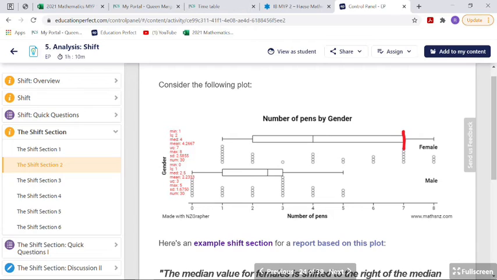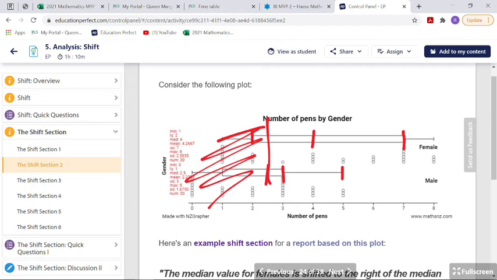Is this beyond this? Yep. Is this beyond this? Yes. Is this beyond this? No. So, ignore that. That means that we have a shift. It's right here. This one is bigger than this one, right? This is the upper quartile, and this is the upper quartile, and it's shifted to the right.